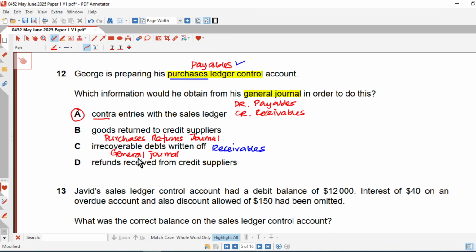Refunds received from supplier, so any money that comes in through the bank or cash, we're gonna park it under the cash book. So not within the means of a general journal. So I believe A should be our best option here.